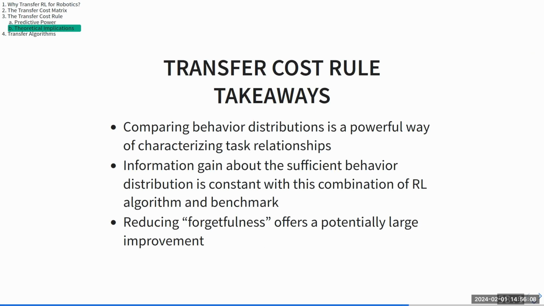So hopefully, you understand why I think that characterizing behavior distributions is a useful way of comparing different tasks. Even if we didn't get 100% predictive capability, or even 50% predictive capability with the transfer cost, we see definitely some of the structure. And there's this prediction that information gain is constant throughout training, which maybe says something about our benchmarks, maybe says something about our algorithms. But there's an intuition that it shouldn't be. Maybe that's worth thinking about. And also reducing forgetfulness will continue to be a theme, we expect.